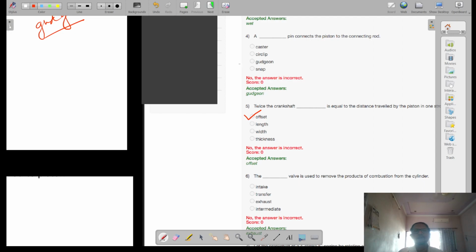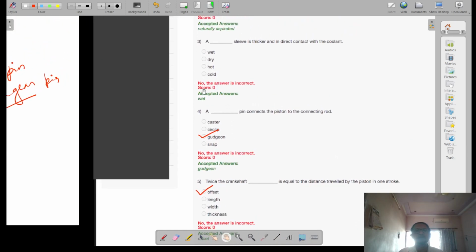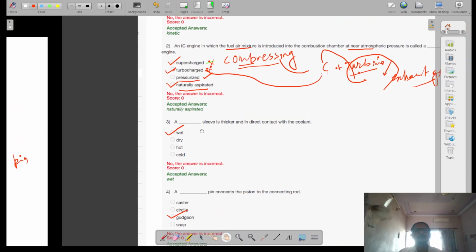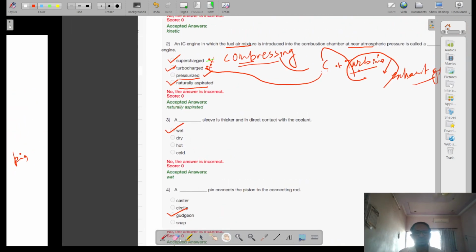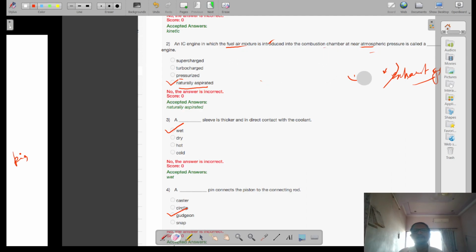Here your answer is gudgeon pin. Remember these things, because this can be a certain question. And earlier it was the naturally aspirated engine. So your answers were only naturally aspirated engine, where we are not compressing the air or doing any other things.